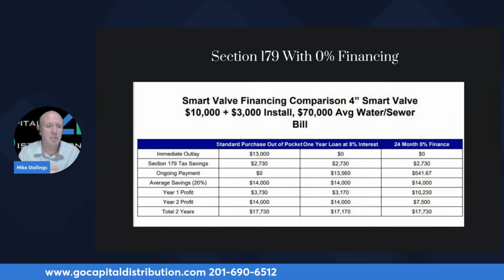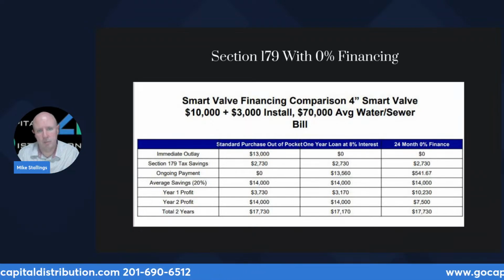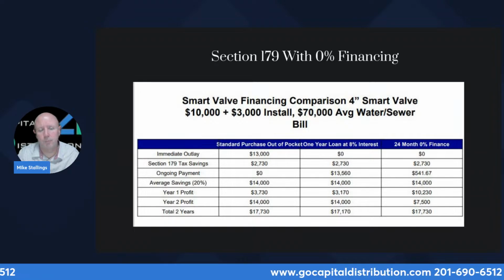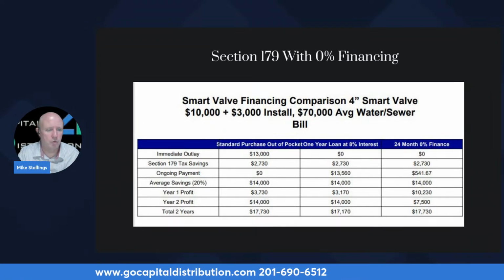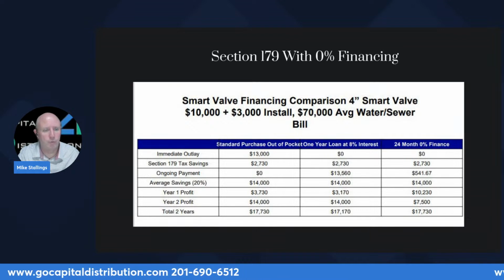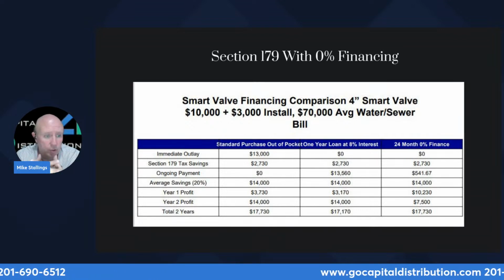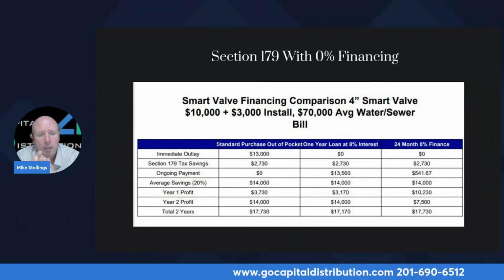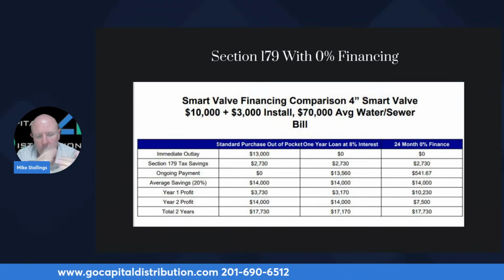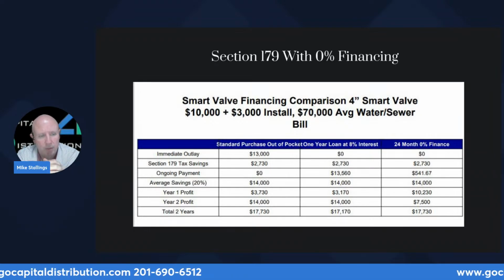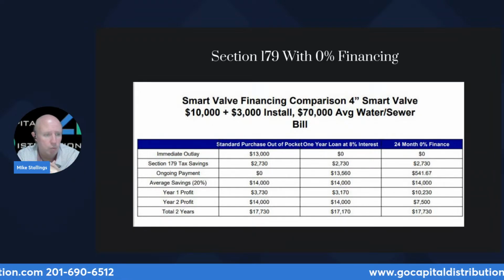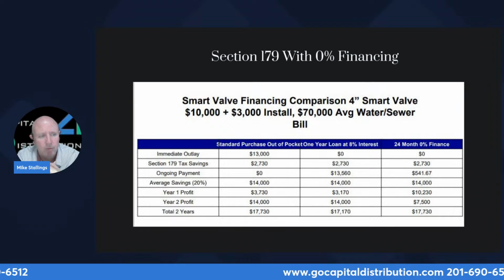Now, when we combine Section 179 and the 0% financing, this is how this typically looks. I just used a simple example here. Taking a 4-inch Smart Valve, let's say it's $10,000. Let's say your plumber of choice is going to charge you $3,000 to install it. And let's say your bill is on average $70,000 a year. You can go with the standard purchase, spend the $13,000. You're going to get the $2,730 back on the Section 179. We're basing that on a 21% tax rate, which I believe is the current tax rate.